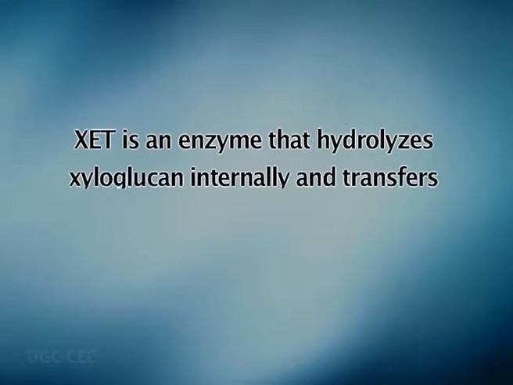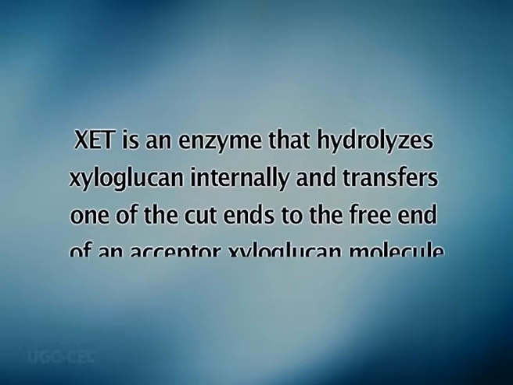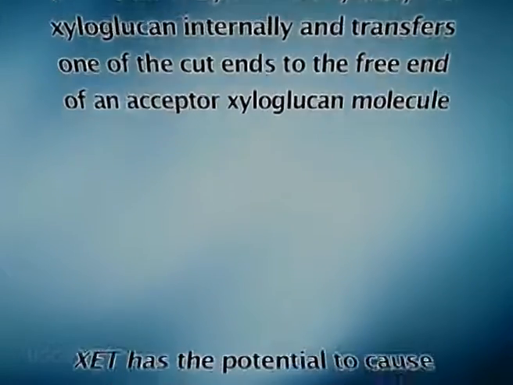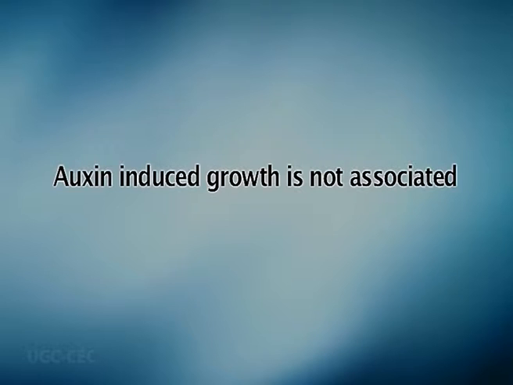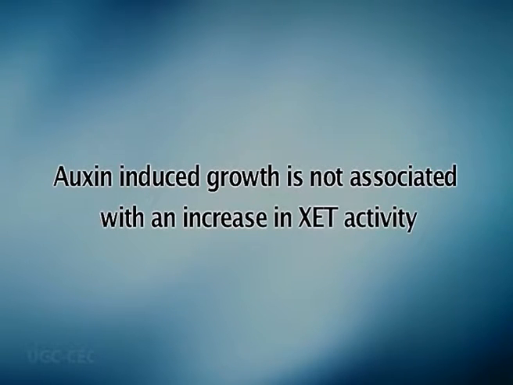Recently, a close correlation between GA-stimulated growth and the activity of the enzyme xyloglucan endotransglycosylase, represented as XET, has been observed for many tissues. XET is an enzyme that hydrolyzes xyloglucan internally and transfers one of the ends to the free end of an acceptor xyloglucan molecule. XET thus has the potential to cause molecular rearrangements in the cell wall matrix that could promote wall extension. Auxin-induced growth is not associated with an increase in XET activity. Thus, the effect is specific for gibberellins.